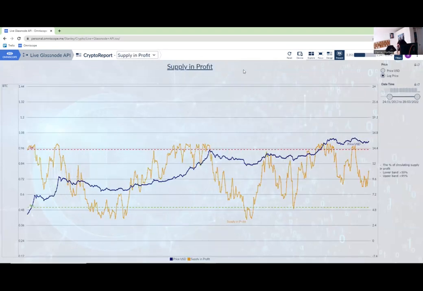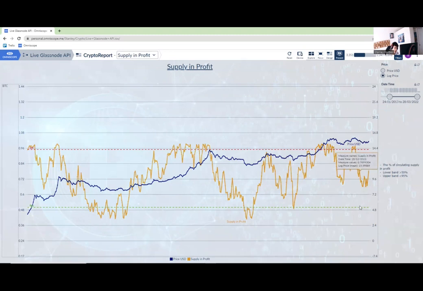Here we take a look at supply and profit. And supply and profit is a very interesting metric because it kind of plays on human nature and the fact that when too many of us are in profit on our coins, we're going to take profits naturally. People who see profits will eventually take the profits. And this just shows that there's an upper band and a lower band. Lower band is from 50% and lower, and the upper band is from 95% and higher.